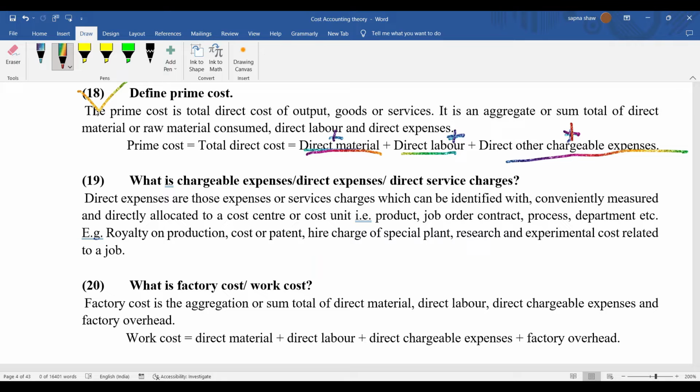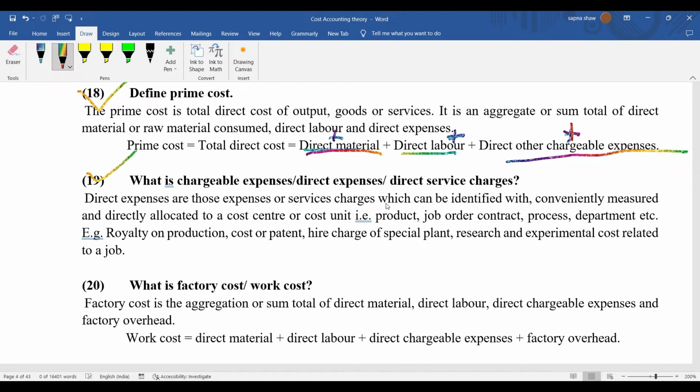So here you can find that prime cost is the total direct cost of the output or goods or services. That means it is the total direct cost which we have incurred to prepare the product. Not any kind of indirect expenses are included in that.